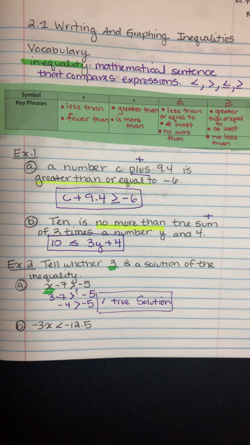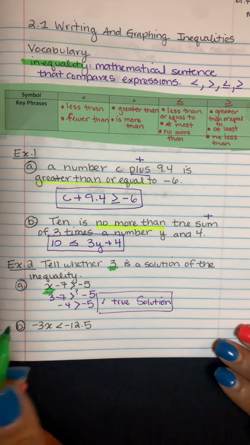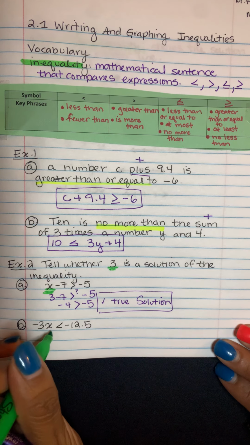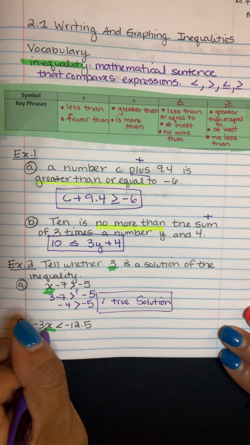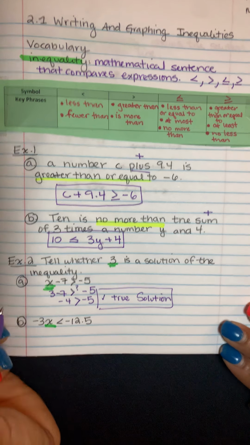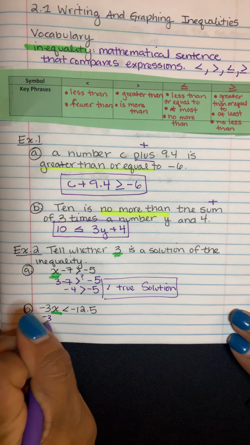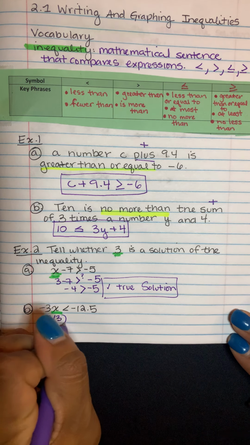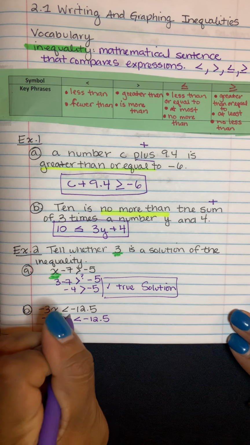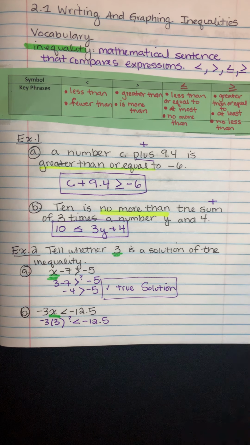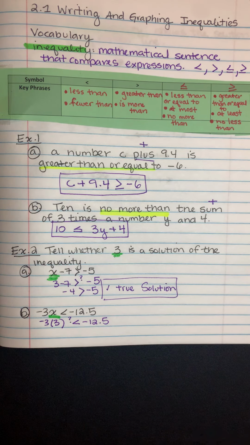Again, we are showing our work. We're not doing anything in our head, students. I cannot read your head. All right, wherever I see an x, I'm going to replace it with the number 3. -3 times 3 is less than -12.5. Again, I'm going to put a question mark there because I don't know if that's a true statement or not.